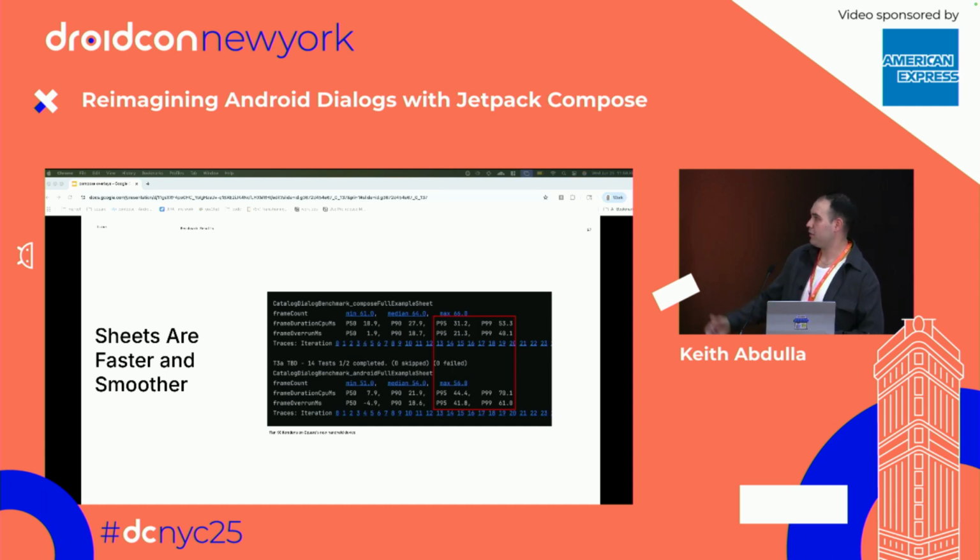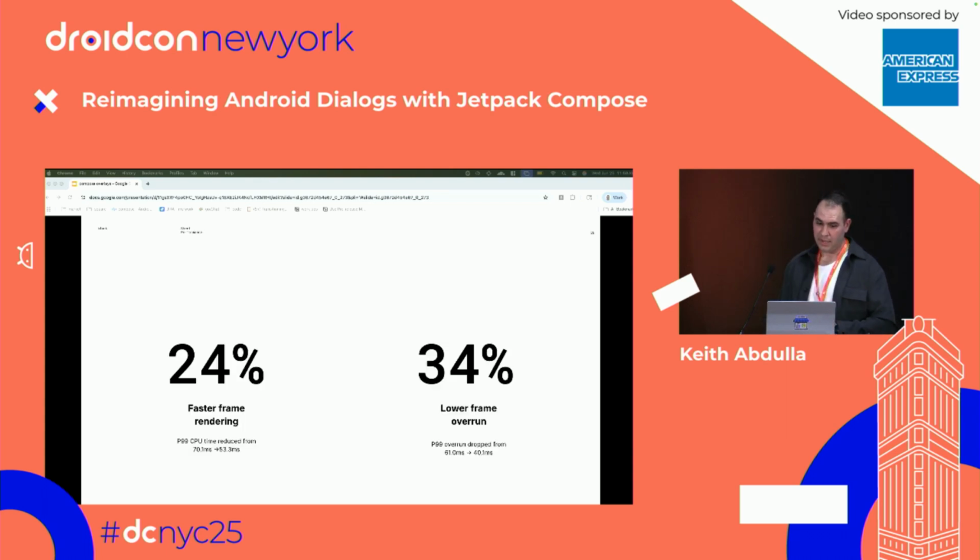And we see with Compose, the P99 stayed under 60 milliseconds, whereas the Android Dialogs is at 70 milliseconds. And this wasn't animation heavy at all. It was just opening up a sheet and tapping on a button. And we saw 24% faster frame rendering and 34% lower frame overrun. And so these performance numbers look good.